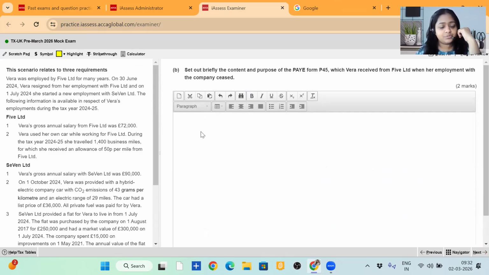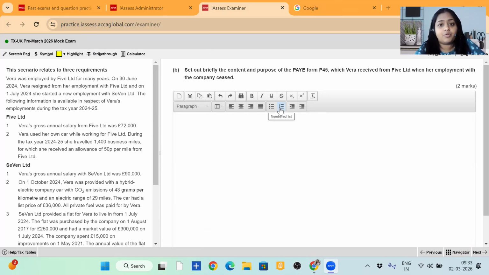The next one is for 2 marks only. Set out briefly the content and the purpose of the pay form P45. Very important. Which Vera received from 5 Limited when her employment with the company ceased. So now she's leaving. So this P45 is for the leavers and joiners, correct? Now the content and the purpose, no due dates are asked. So what can we write here?